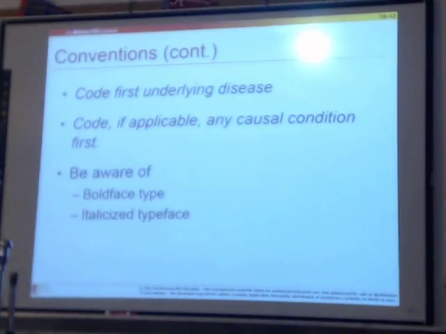So the first thing you're going to use is the code identifying the underlying disease, which is basically the chief complaint. And if applicable, you're going to use whatever code the real problem is. You want to be aware of anything related to that code that's in bold or italicized, because it's going to give you more direction. So you want to read the whole section. It'll make sense here in a minute when I flip over the camera and we look inside the ICD-10 book.